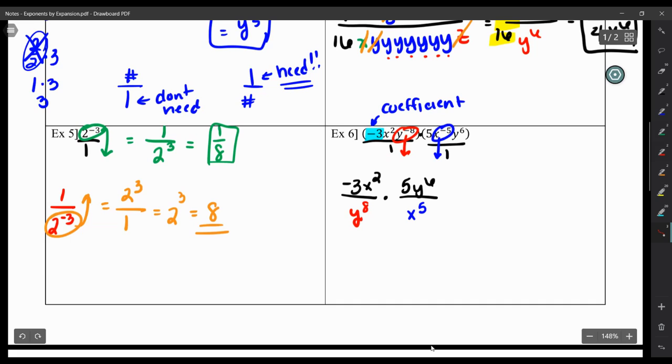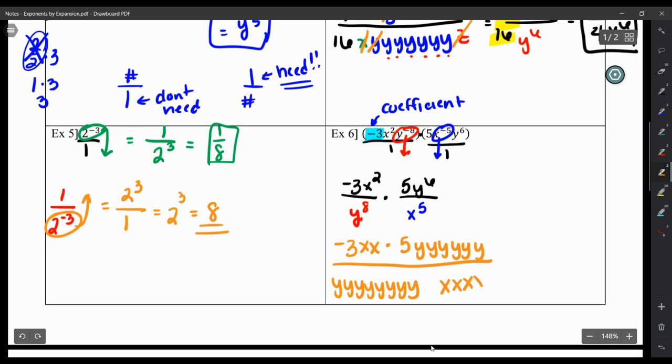So let's use our expansion to help us simplify this problem. So this becomes negative 3x times x times 5, 6 y's, all over 8 y's and 5 x's. Now, why is this able to just be multiplied in one giant fraction? Because that's how you multiply fractions. The numerators get multiplied and the denominators get multiplied.